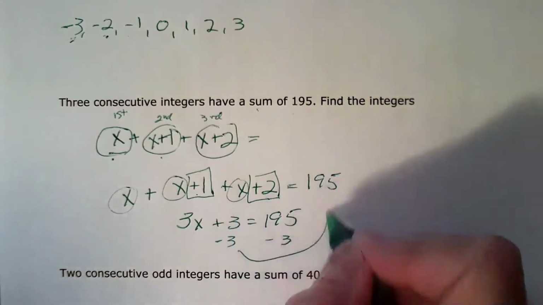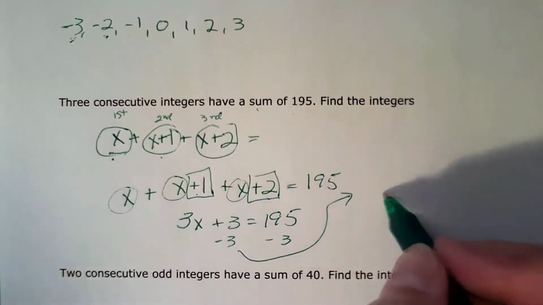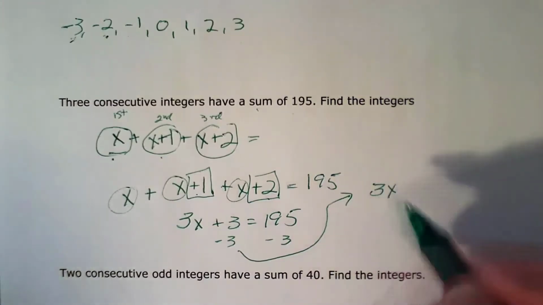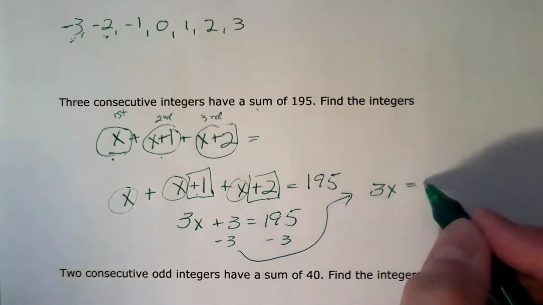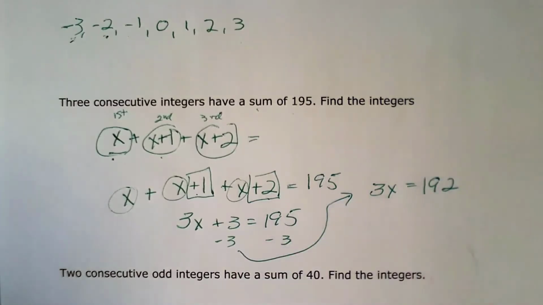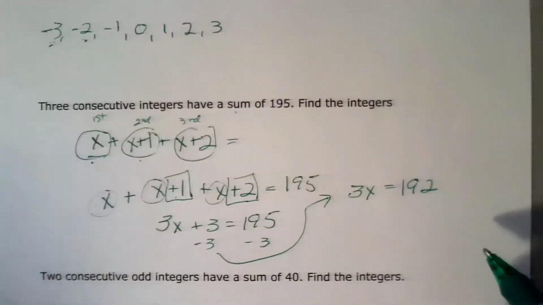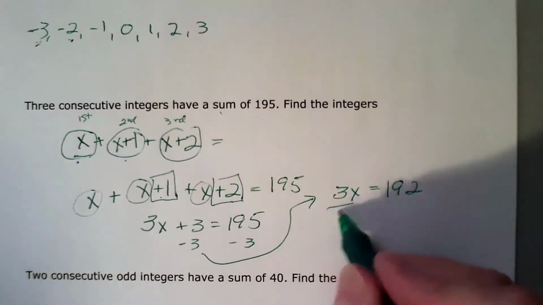And I ran out of room, so I'm going to go up here. So I have 3x, and I'm subtracting 3 from that side. I'm subtracting 3 from this side. 3x equals 192. And I just have to divide 192 by 3. Divide them both by 3.